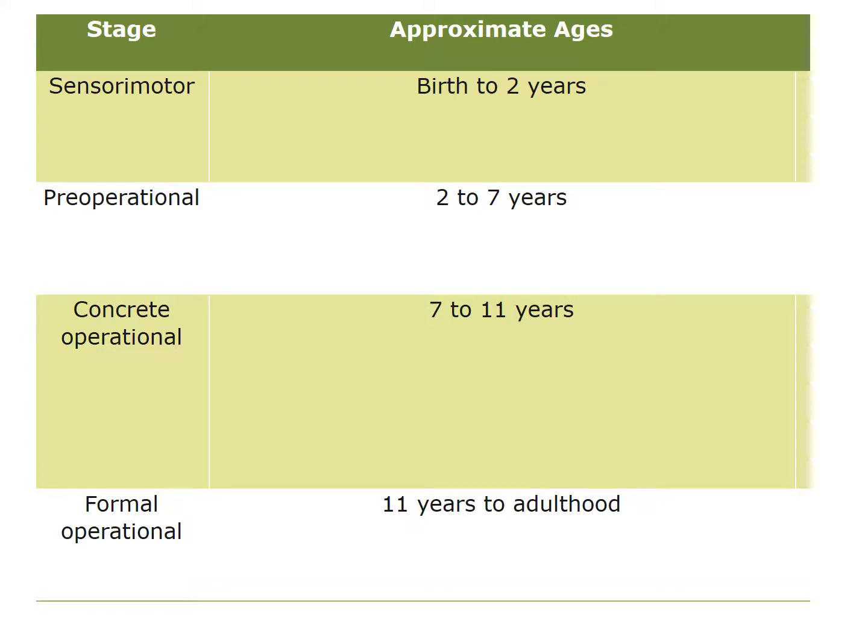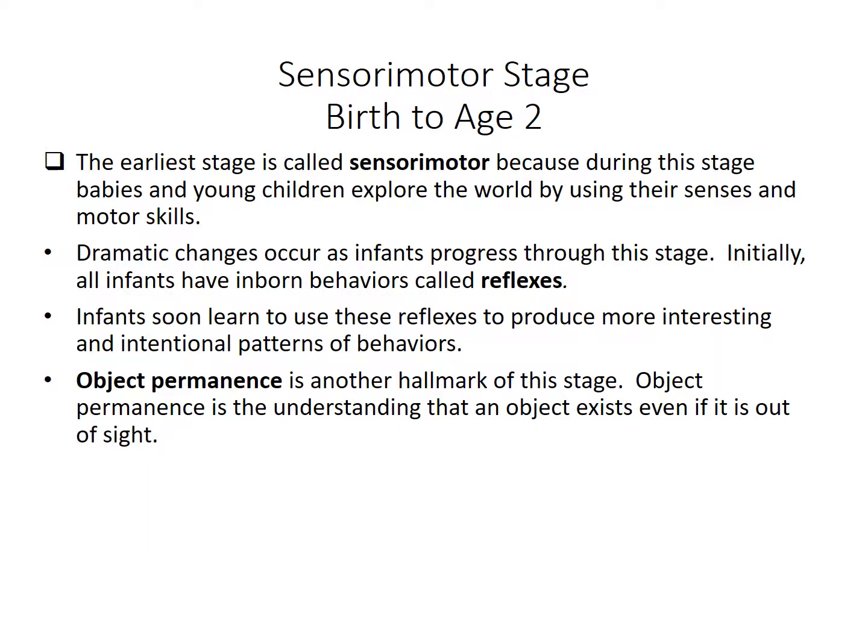What you see before you are Piaget's stages of learning. Later in the module, you're going to watch some videos that depict the different stages of learning, but I'll just quickly go through them here. Sensory motor stage occurs from about birth to age 2.